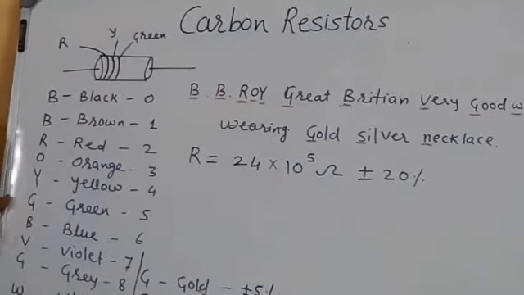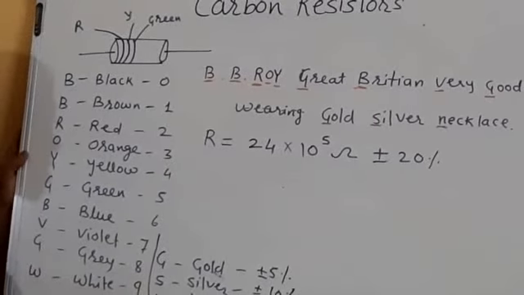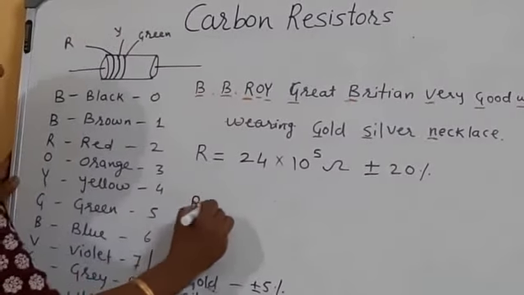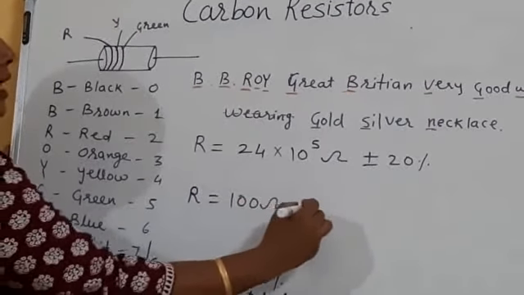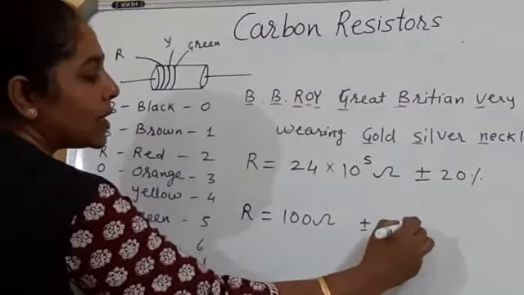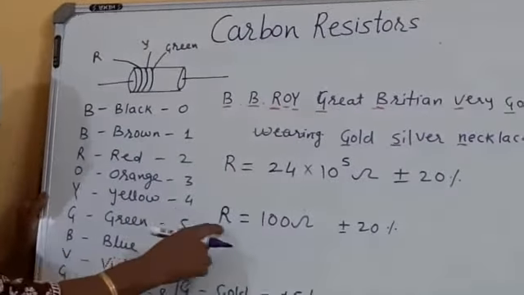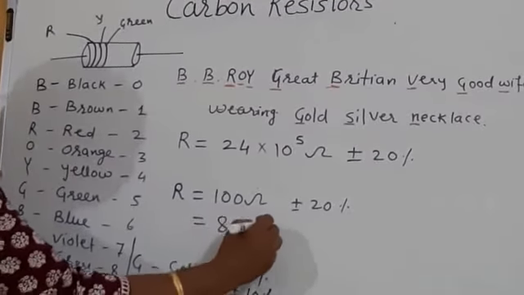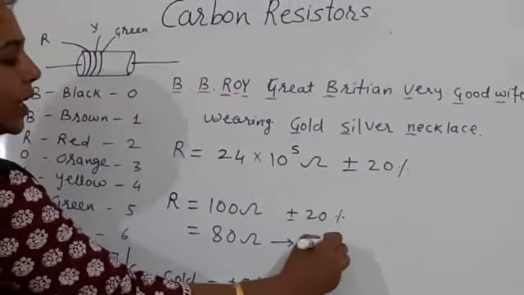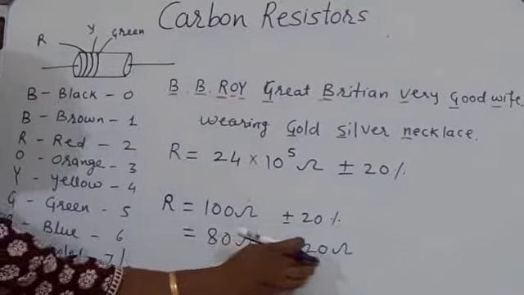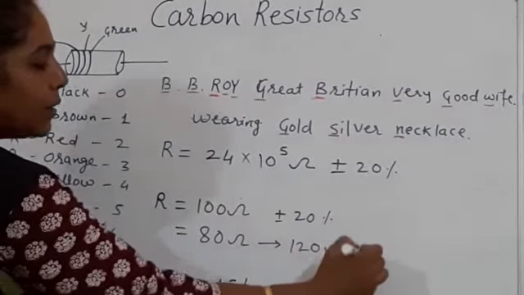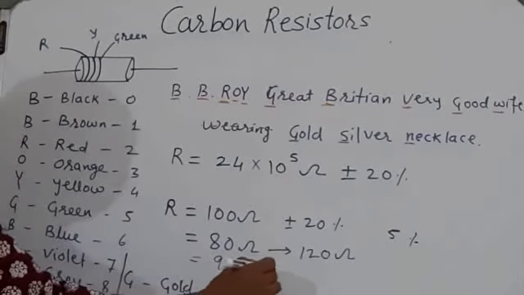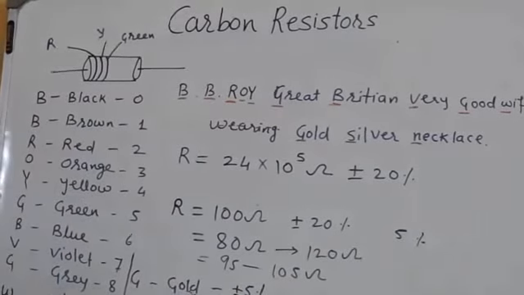Now what is tolerance? Tolerance gives you the value which is less or more than the actual value. For example, if any resistor has a 100 ohm value, and it has a plus minus 20% tolerance, it means when you measure the value of resistance using a multimeter, you may get a value from 80 ohm to 120 ohm. So you will get a value between these two values. If the tolerance is 5%, then you may get a value from 95 to 105 ohm. So this is tolerance.